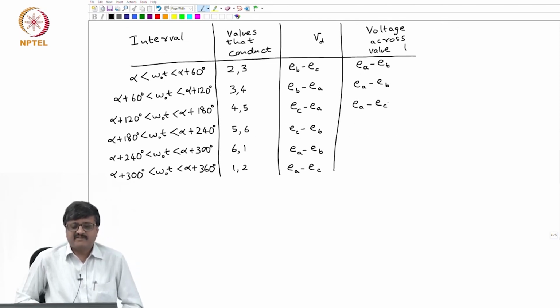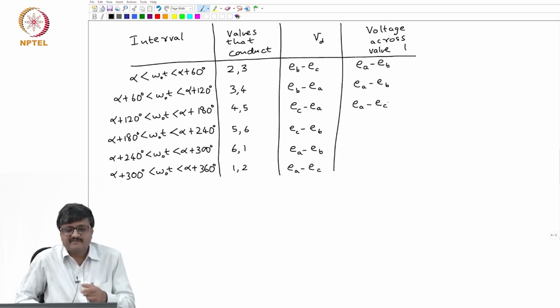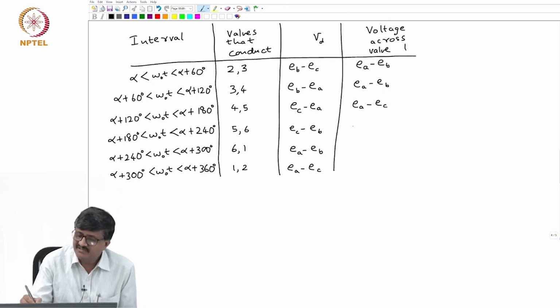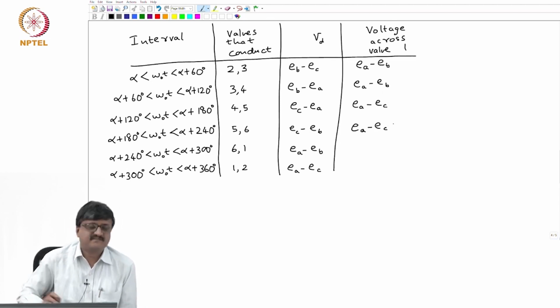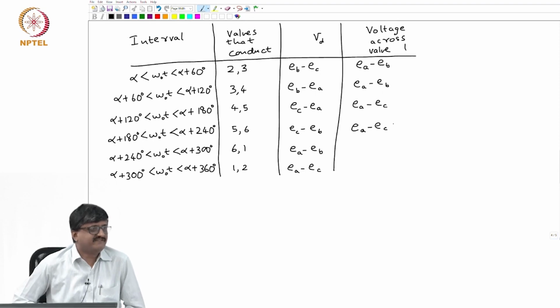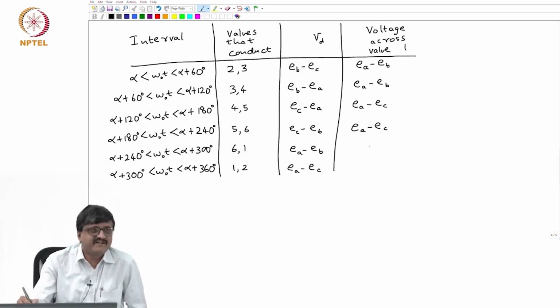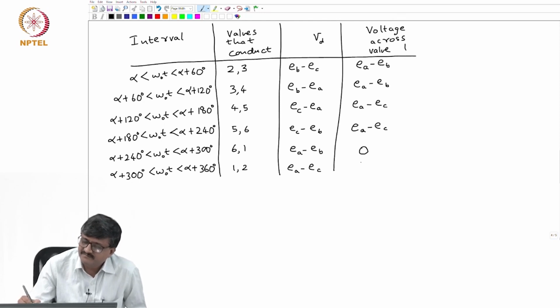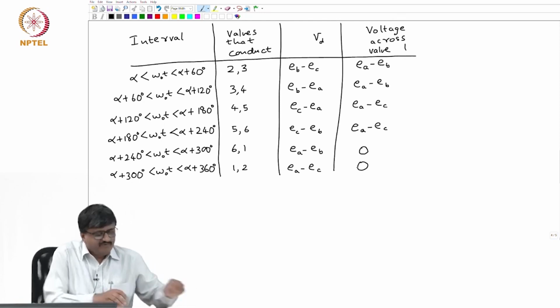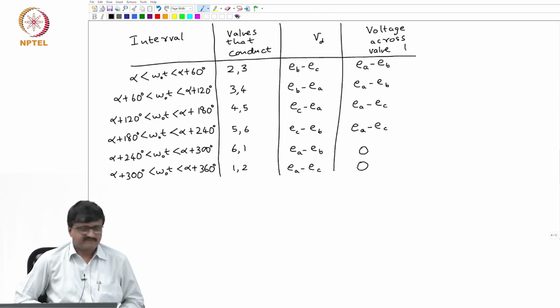Again, in the next interval, it does not matter whether 4 conducts or 6 conducts. The point is 5 is conducting. So, the expression is EA minus EC. And the last 2 cases are very easy. In the next 2 intervals, 1 is conducting. 1 is conducting means, by our assumption of ideal thyristor valve, this voltage is 0. So, we will try to analyze further by using this table and a few other explanations that were done in this class. I will continue this in the next class.